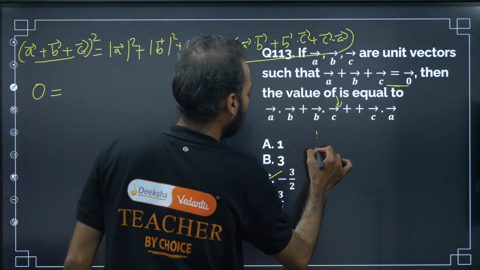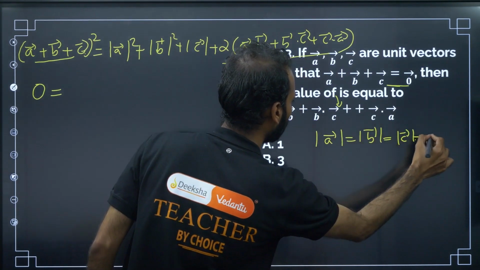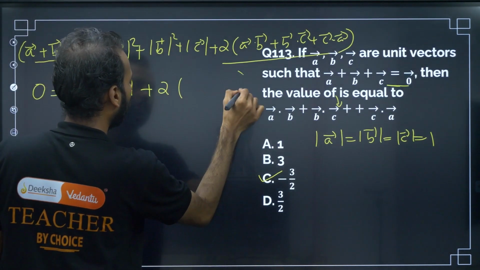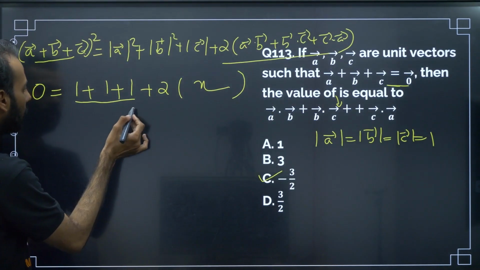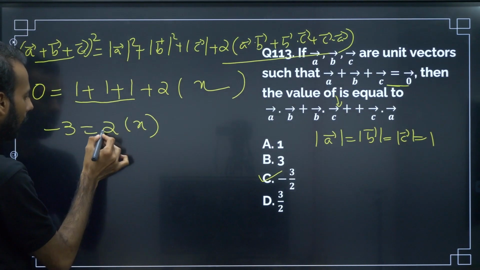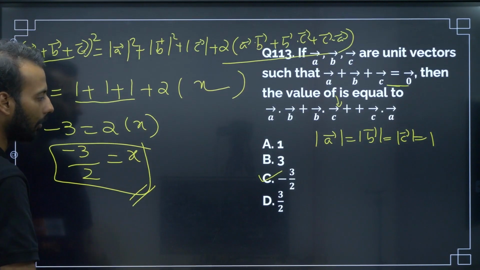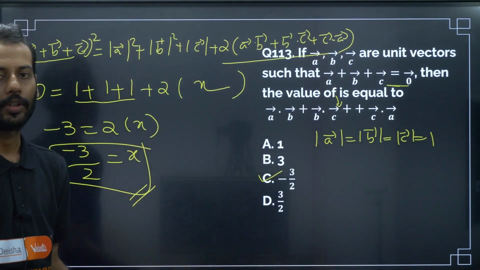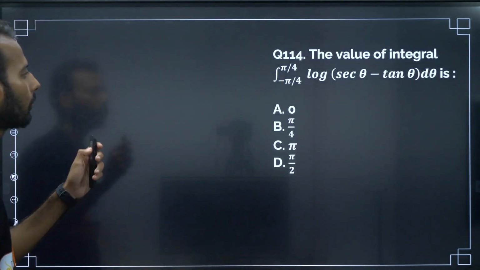Also they are saying A, B, C are unit vectors. Means what? A value, B value, C value, all equal to 1. So 1 square plus 1 square plus 1 square plus 2 times the expression, let me write that as x. So 1 plus 1 plus 1 is 3. If I transpose it, -3 is equal to 2 times x. Taking the 2 to this side, x is equal to -3/2. We will get -3/2. It will take a lot of time if you don't remember the things. So it is better to solve NCERT many times so that NCERT problems are fixed in your mind.